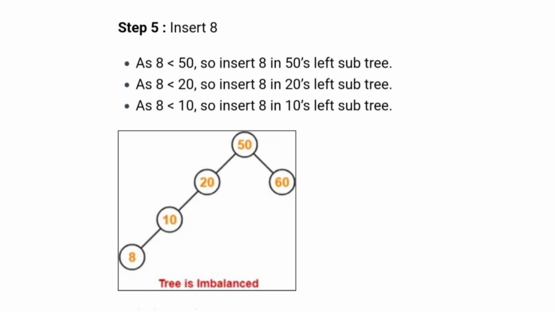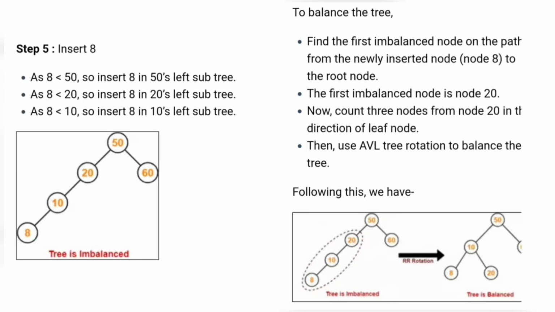The tree is imbalanced. To balance the tree, first find the imbalanced node on the path from the newly inserted node to the root node. The first imbalanced node is node 20. Now, count 3 nodes from the node 20 in the direction of the leaf node. Then use AVL tree rotations to balance the tree. The above explanation is executed below.